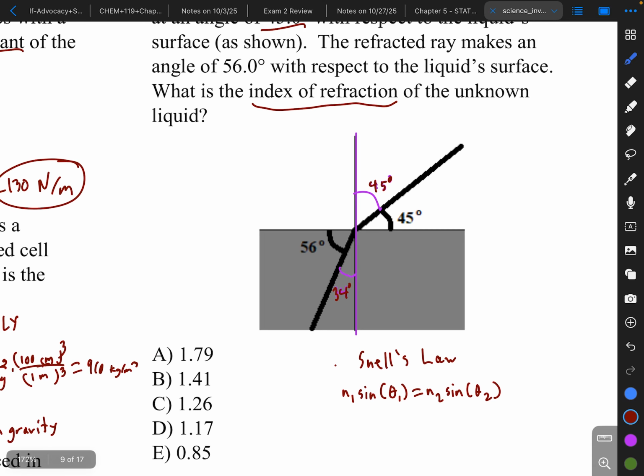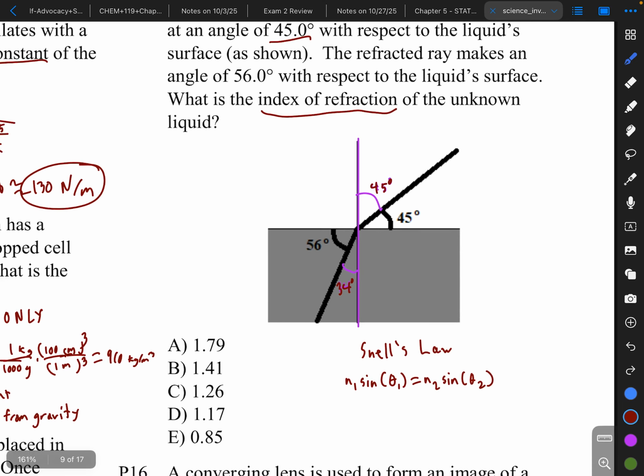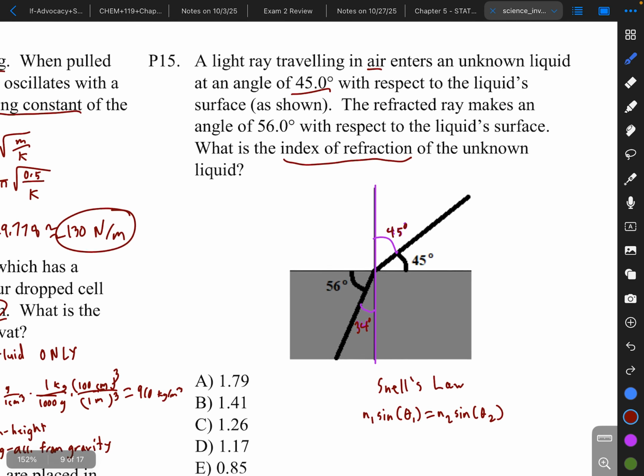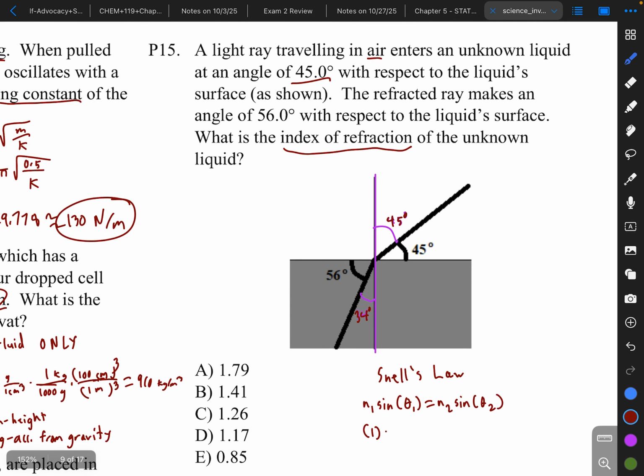So now that we know that, and n is basically just the index of refraction. The index of refraction for air is just 1, so we know n1 is just 1. And the angle that the light through the air makes is just 45 degrees. n2 is what we're trying to find. And we know that the refracted angle makes a 34-degree angle with the vertical line. So solving for n2 will give us 1.264. So the answer to this question is going to be C.